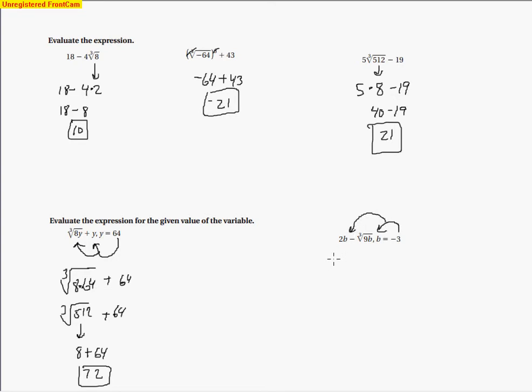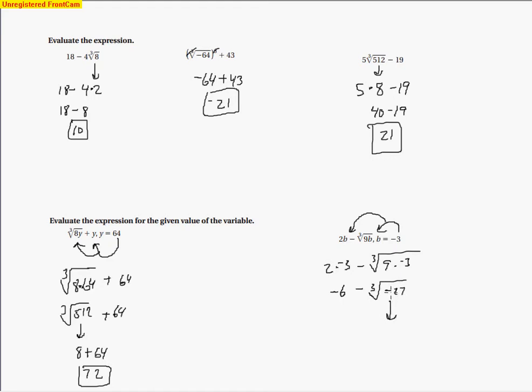So I've got negative 6 when I do that multiplication. I'll show where I got that again. I did 2 times negative 3, and then minus the cubic root of 9 times negative 3. And so I got negative 6 again, minus the cubic root of negative 27.